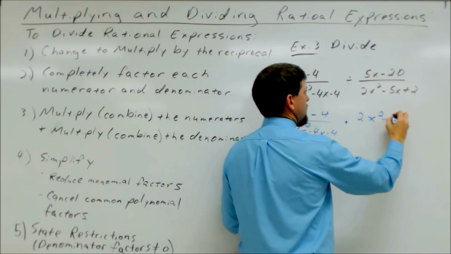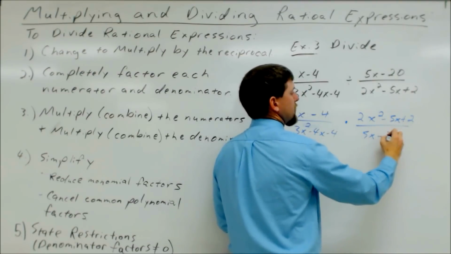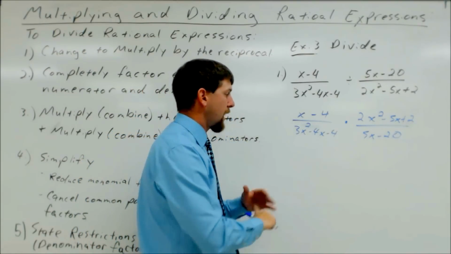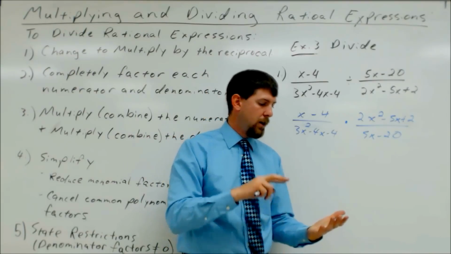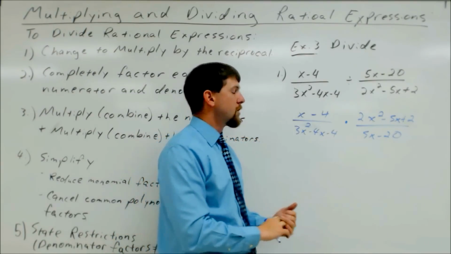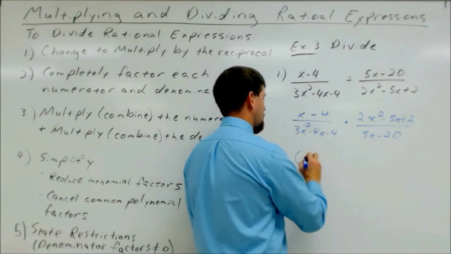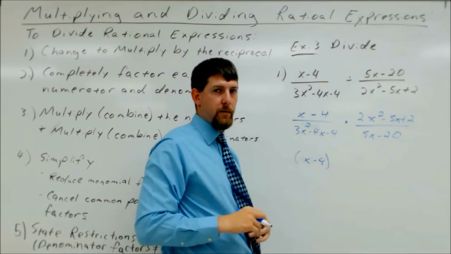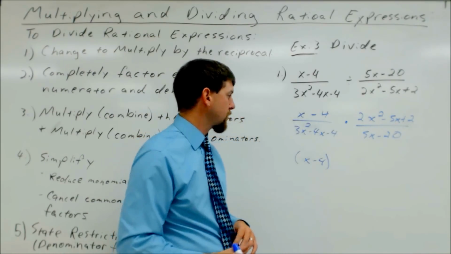So 2x squared minus 5x plus 2 over 5x minus 20. Now it's a multiplication problem. Factor everything. x minus 4 is already factored. It's a binomial, it's first degree, and there are no common factors. Because we're going to be doing a lot of combining, I like to take things that are already factored and group them in parentheses so I don't get them confused with some terms later on.